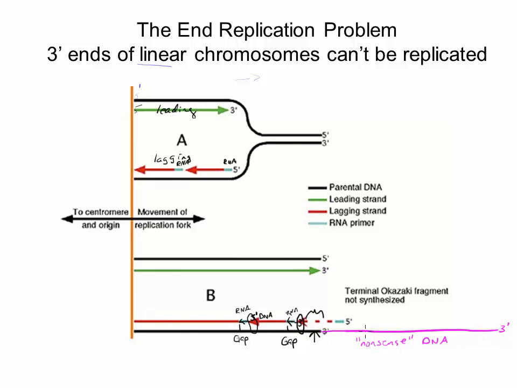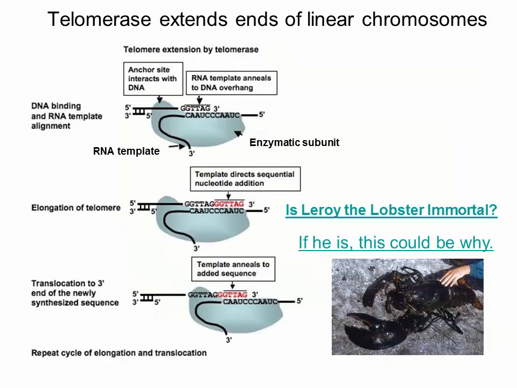And so these extensions of the 3' ends of DNA are referred to as telomeres. And they are added by an enzyme called telomerase. And so this doesn't stop the end replication problem from happening. It just makes it so that the end replication problem doesn't matter because we're not actually losing real genetic sequence here. So how does telomerase do this magic? Let's take a look at the mechanism here.